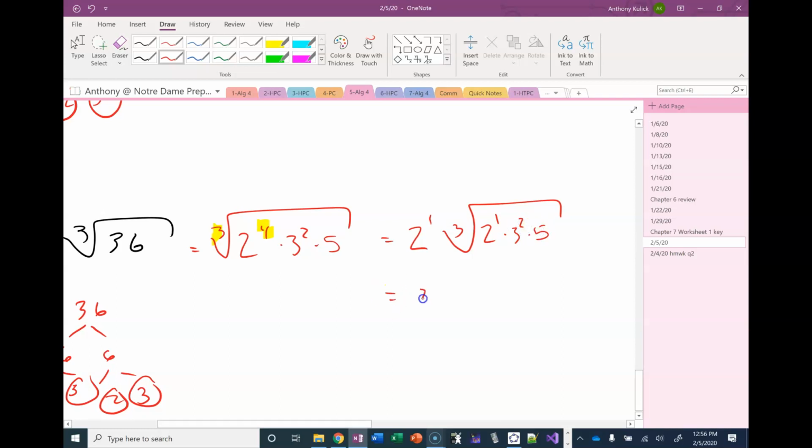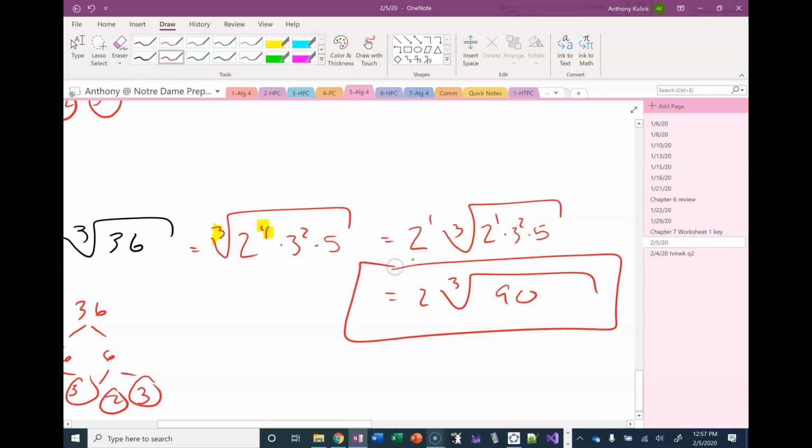We're done. So the last thing I would do is just multiply this stuff together. So 2 times 3 squared is 18, times 5 is 90. And that's what I would settle on as my final answer. You feel okay? All right.